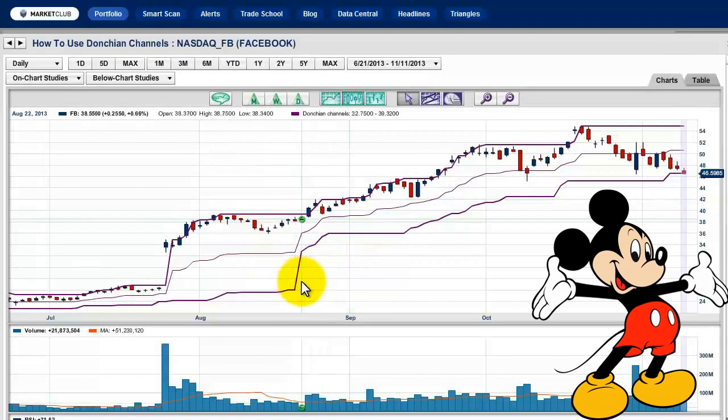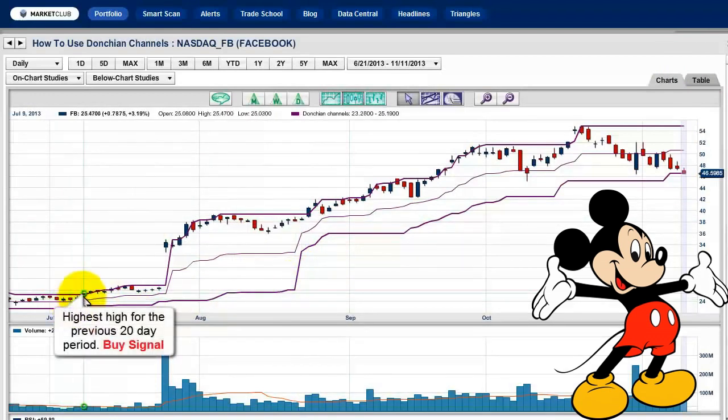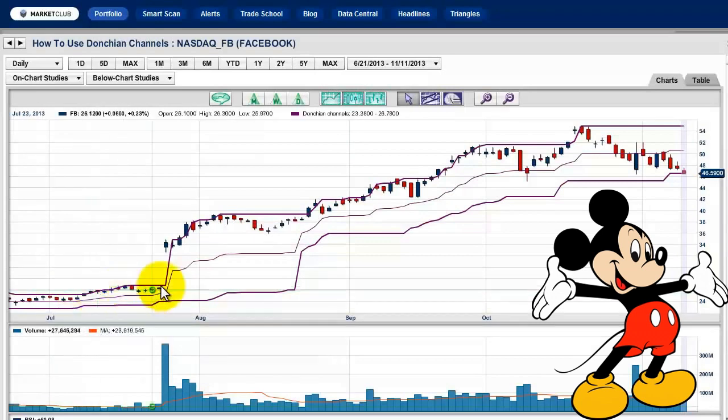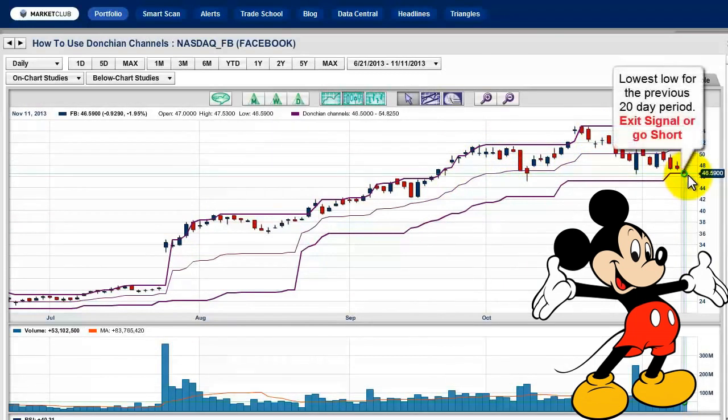So how this works is very simply, when prices actually touch the upper level of the band, which is right here, the top of the channel, right here at 25.47, you would get long. Now what's interesting, look at how the market jumped up several days later and continued to go up and stay at the top of the channel. It's only now that it's beginning to fade and you have a signal here at 46.59 that the trend has in fact now turned down for this particular stock.